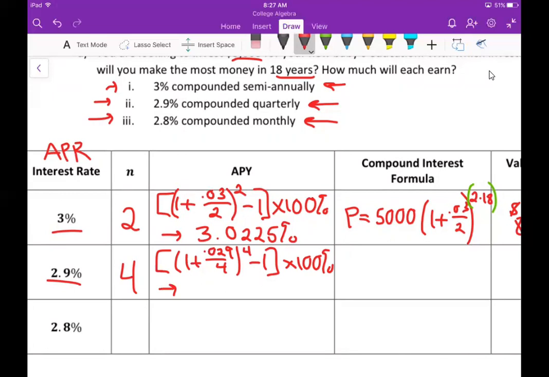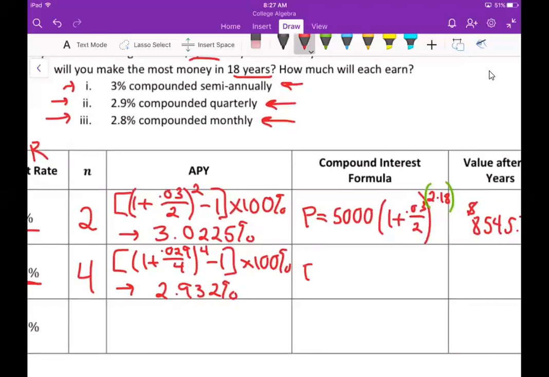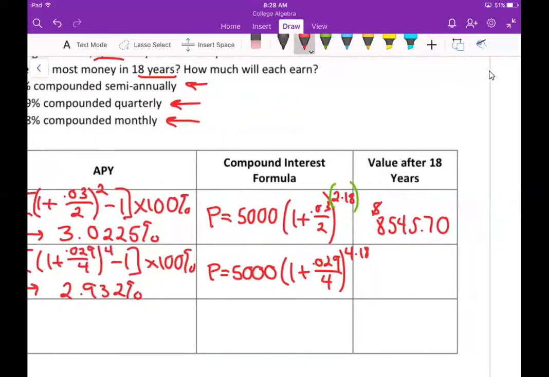Make sure you get this same answer in your calculator. You should get 2.932%. So that APR is actually effectively 2.932%. It's higher than the 2.9% APR. Formula for finding out how much this investment is going to be worth in 18 years: 1 plus 0.029 over 4 to the 4 times 18 power. Again, make sure you put that power in parentheses in your calculator, and you should get an output here of $8,411.12.